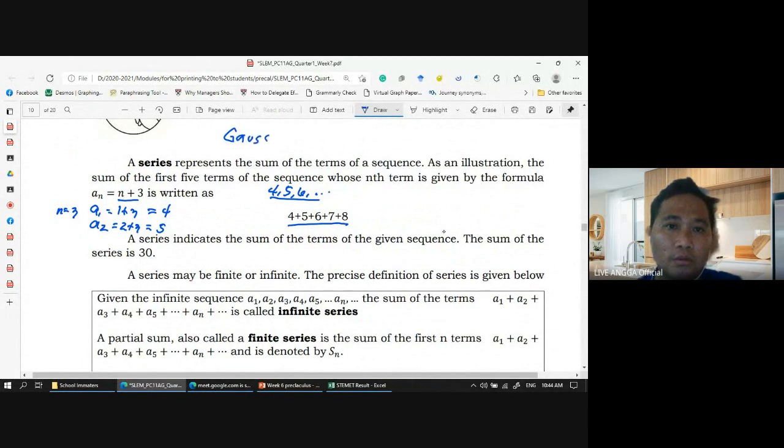This child, when he was still small, was asked by his teacher: if you want to add 1 to 100, how do you add it? What is the sum? Actually, the sum is 5,050. But what did Friedrich Gauss do? He was still small, they say grade 1, 7 years old.